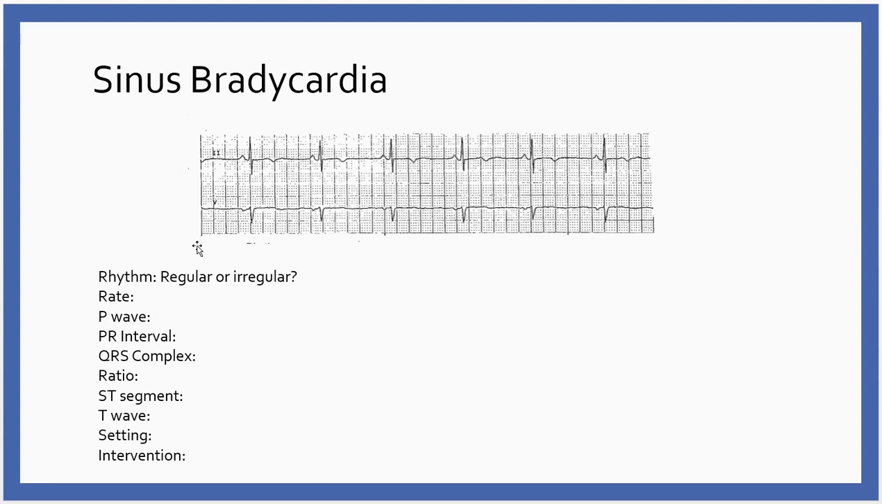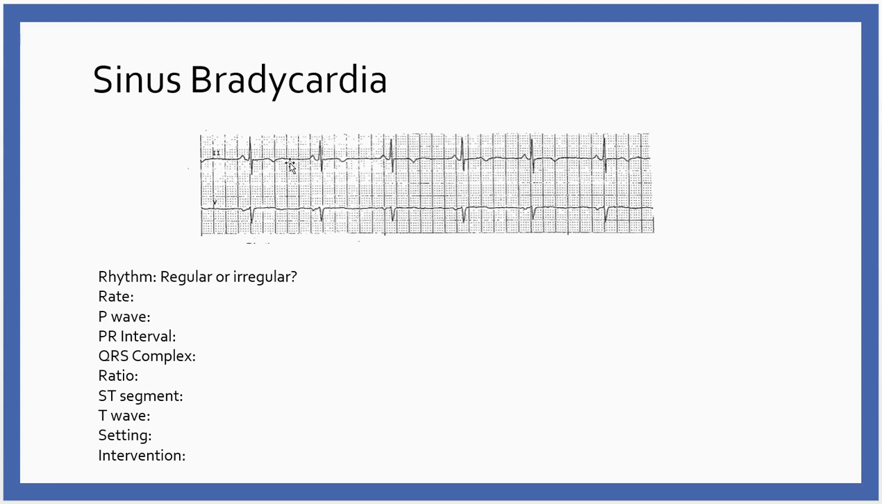Rate. I have a grid mark here, a grid mark here, and one here. So from here to here is 6 seconds. I'm counting complexes within that 6 seconds. 1, 2, 3, 4, 5. So I multiply times 10 and I get an estimate of 50. So I have a bradycardic rate. Now I'm going to look for P waves.